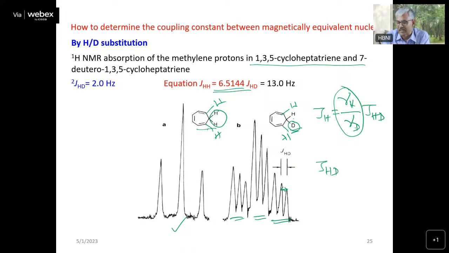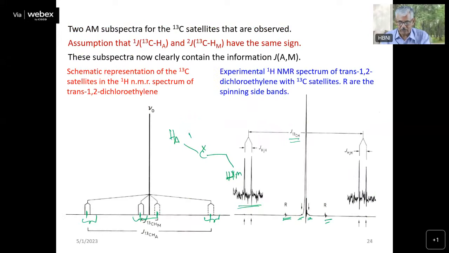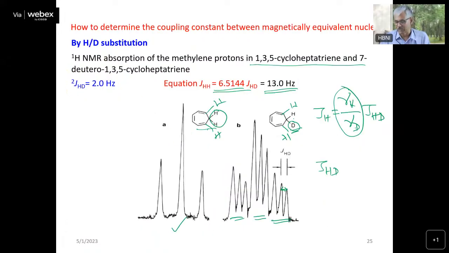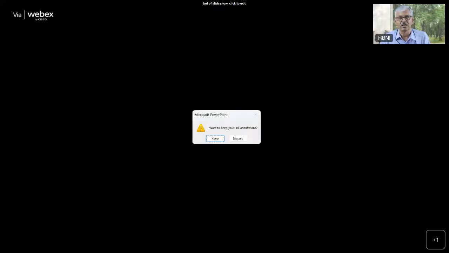We know that the gyromagnetic ratio of hydrogen and deuterium is around 6.5, and so indirectly one can find out it is about 13 hertz. That is also seen from here. If you see, this is about 13 hertz. If you use carbon satellites, you can also find it out. So the chemically equivalent protons also couple, but normally you cannot see it because the chemical shift is the same. But you can use alternate means to find out the coupling constant, either by using 13C satellites or deuterium substitution. So it ends there.